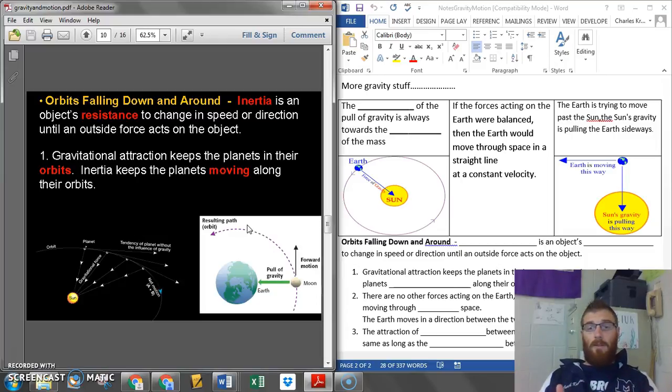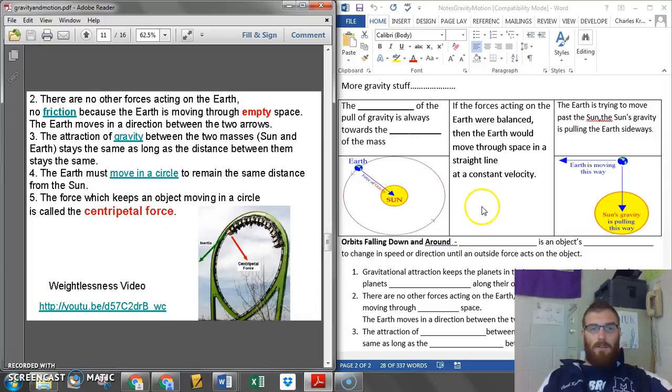And this is going to continue to happen because there's nothing in space to stop this from happening like there is on Earth. Think water resistance or friction of some sort, or air resistance, which is another type of friction. Okay, gravitational attraction keeps the planets in their orbits, and inertia keeps them moving along their orbits.